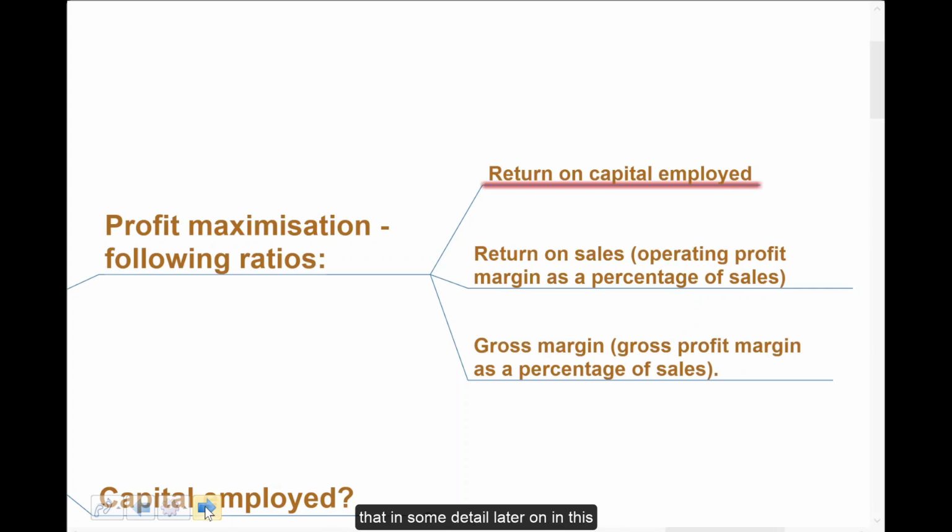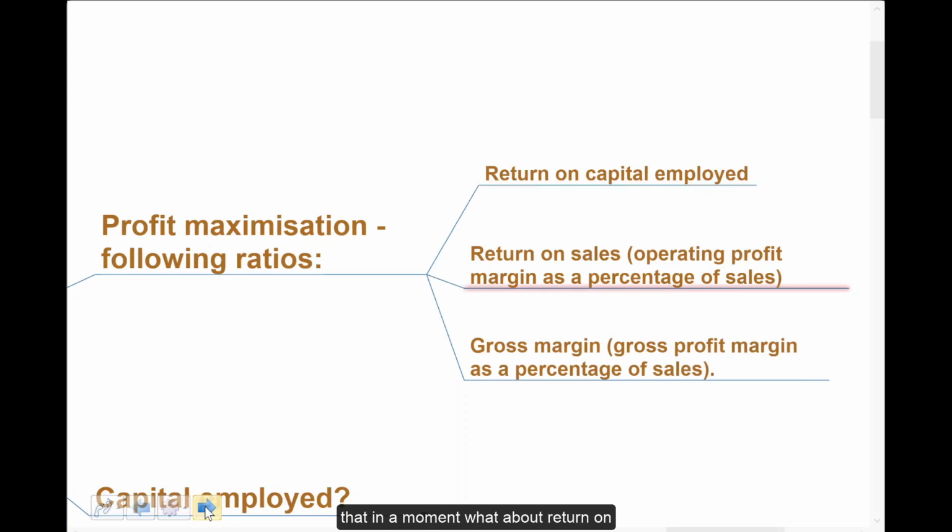Now we'll delve into that in some detail later on in this particular mind map video, but for our starting purposes, we're really talking about profit relative to the amount of funds that you've injected into this business. In other words, the amount of capital that you are using, formed in a percentage. That's a key area. More of that in a moment. What about return on sales or operating profit margin as a percentage of sales? Certainly that's important. Sometimes referred to as operating profit margin. You could also say it's linked to net profit margin.